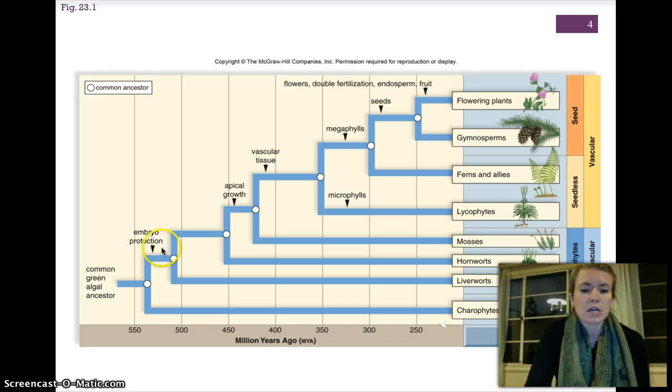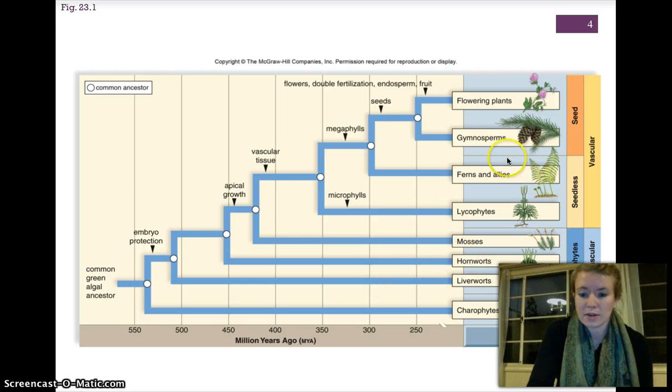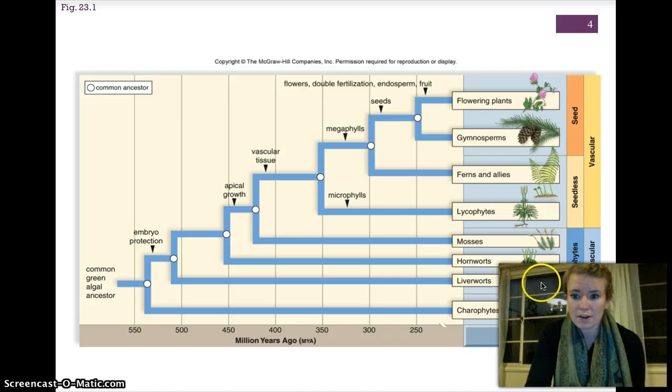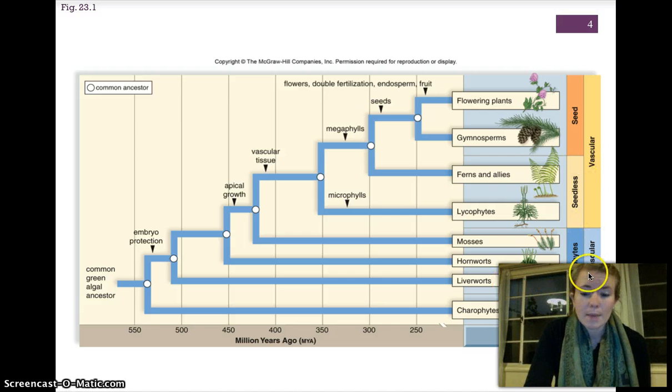The most recent common ancestor with the plants that you are most familiar with are these things called charophytes. And charophytes are down here. They do not have the derived trait of having their embryos protected, so they do not fall under the plants that we know, but they did also evolve from this common green algal ancestor. And we have ribosomal RNA to support that.